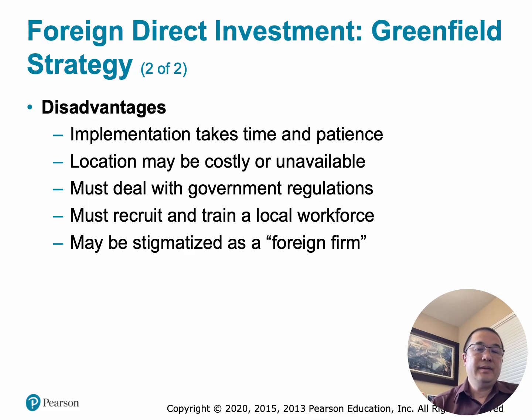Number three, it must deal with government regulations. So building a new operation requires compliance with many local laws. Examples are environmental permits, building permits, labor regulations, tax registration, and zoning requirements. As an example, a manufacturer building a factory in Europe may need numerous environmental approvals before construction can begin. So the disadvantage would be delays and compliance costs.